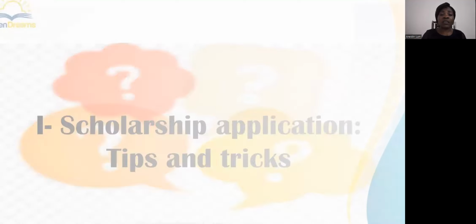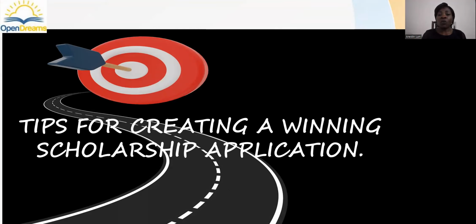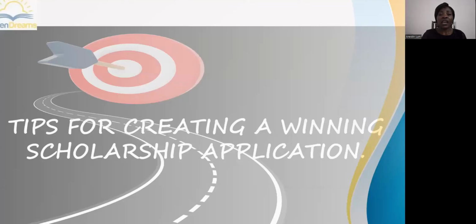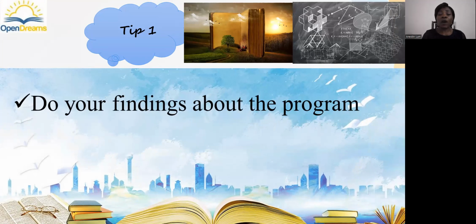So the first tip I'd like to share with you for writing a winning scholarship application is doing your findings about the program. Please do not apply for any program without understanding the program. When you see a scholarship application, take time to read it, read the goals and the objectives of the program, and make sure you understand them. You also want to understand the eligibility criteria. Are you eligible?